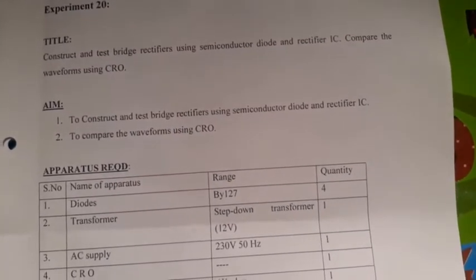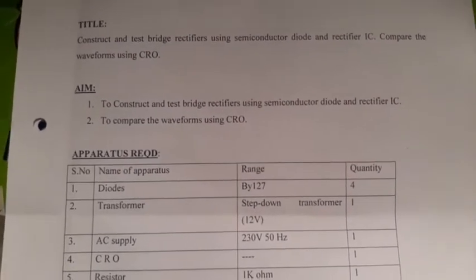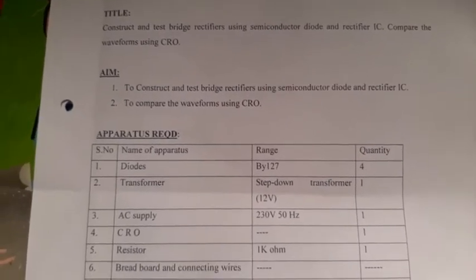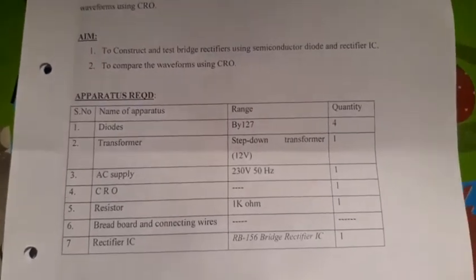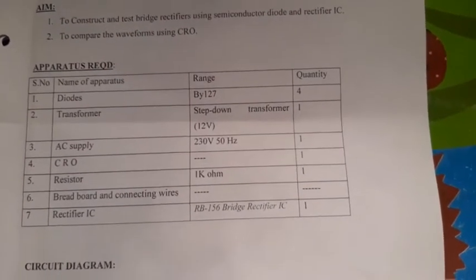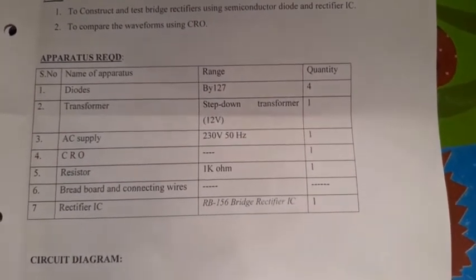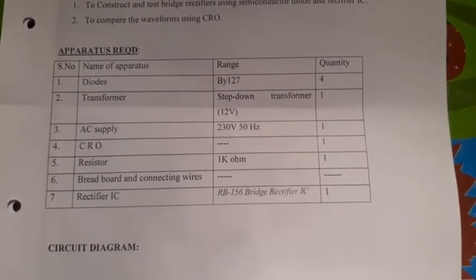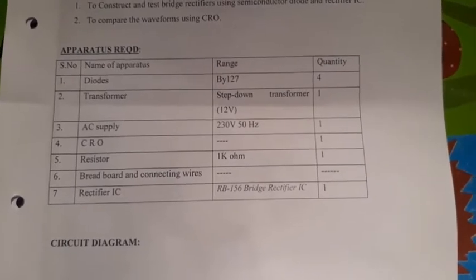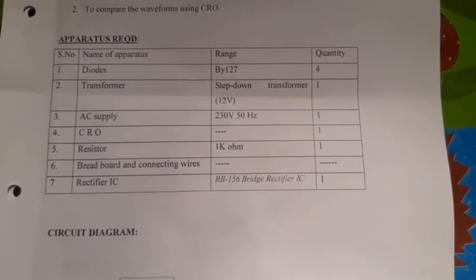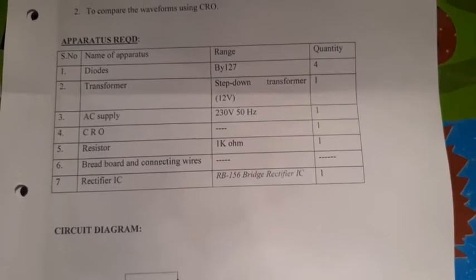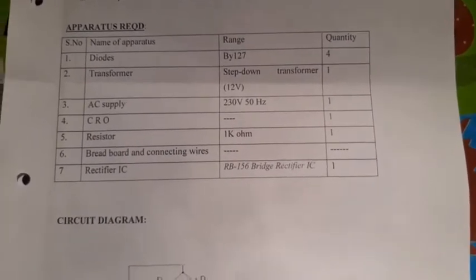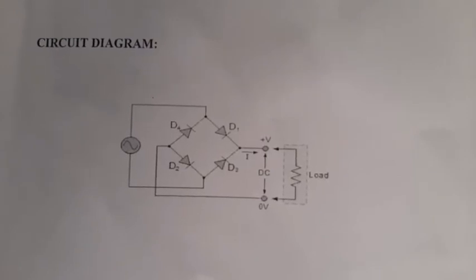At the final step of the experiment, we obtain the waveforms on the CRO and these waveforms are to be compared. The apparatus required for this experiment is 4 diodes, a step down transformer of 12 volt, an AC supply, a CRO, a resistor of 1 kilo ohm, a breadboard and connecting wires, and further a rectifier IC. The circuit diagram is as shown in the figure.